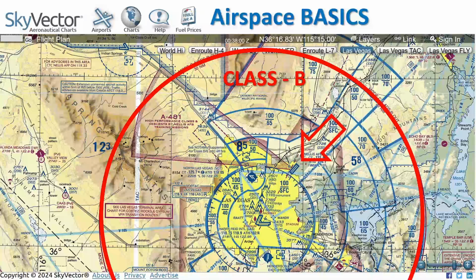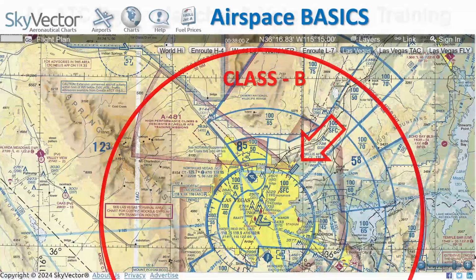You've got to be in radio contact, and it's kind of difficult to get in and out of. All right, and Nellis is physically inside of that Class Bravo airspace. It is a towered airfield.